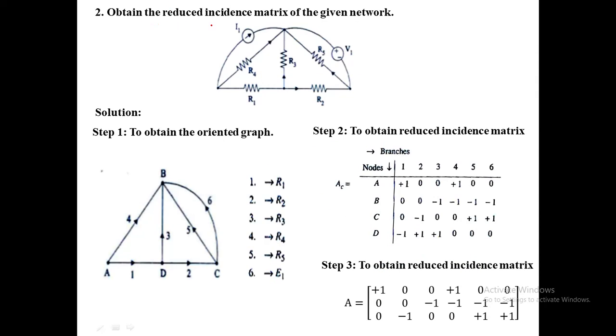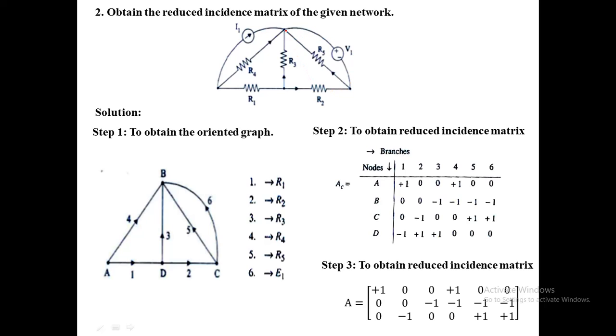Obtain the reduced incidence matrix of the given network. Here this is the circuit diagram. We have to find the reduced incidence matrix. For that we have to create the oriented graph. We know that this is a current source, so we have to open this one. This is a voltage source, so we have to short this one.